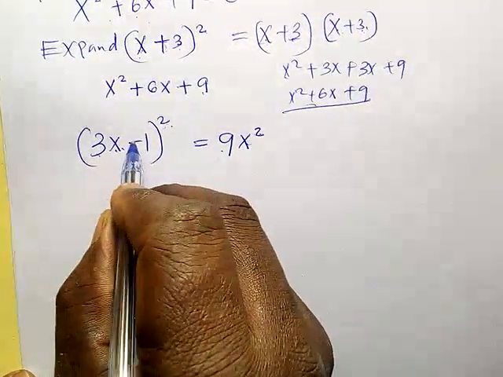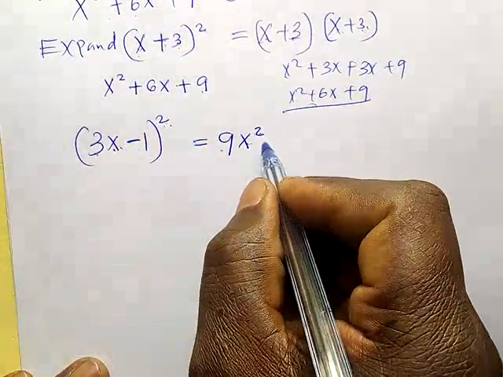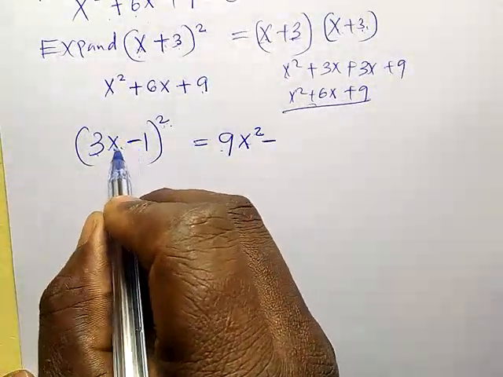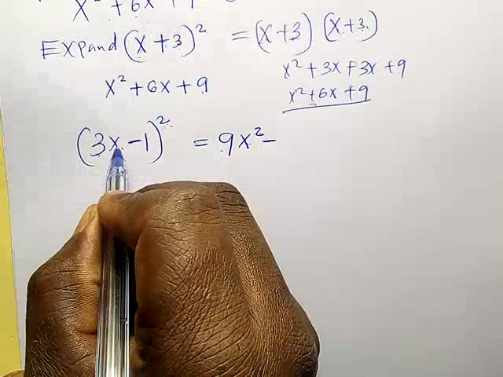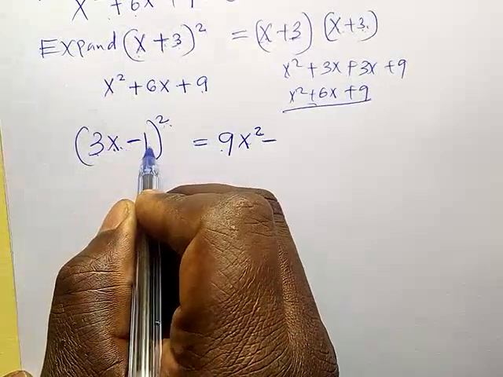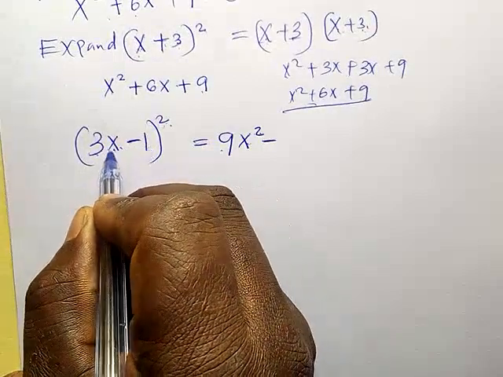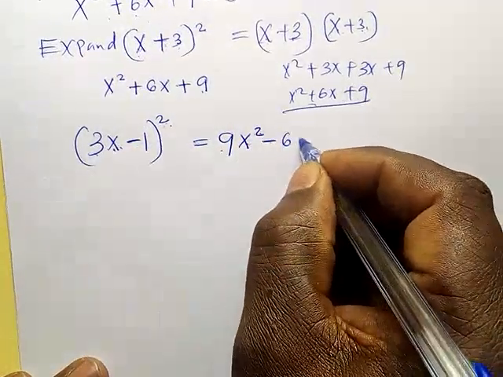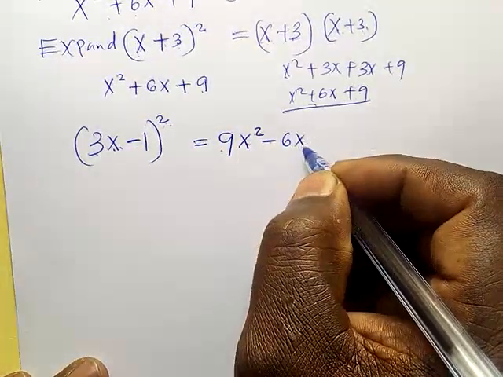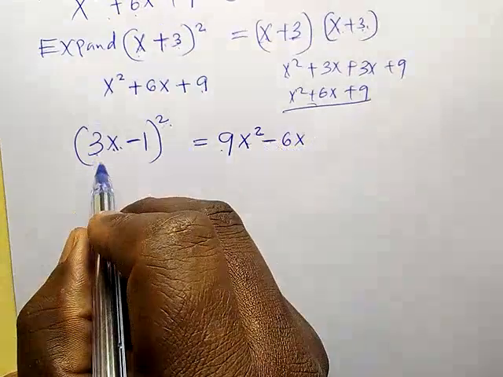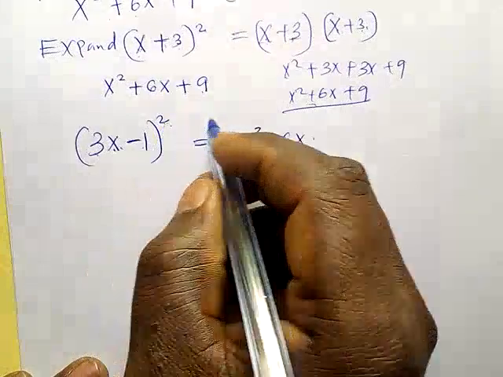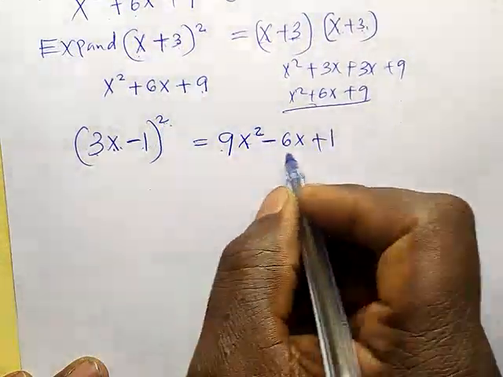Next, this term here is a negative, and so our next is going to be negative. Why? Like this. I told you the next thing is 3x times negative 1. What is the answer? Negative 3x. Negative 3x times 2, negative 6x. Right? Very good. And then negative 1 squared is positive 1. Very good.